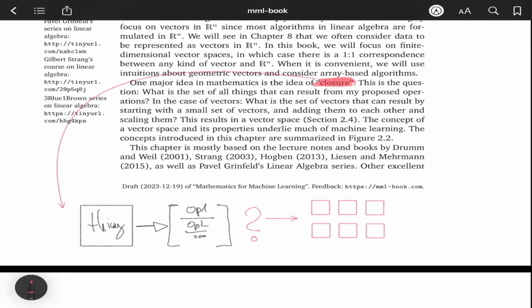The concept of a vector space and its properties underlie much of machine learning. The concepts introduced in this chapter are summarized in figure 2.2. This chapter is mostly based on the lecture notes and books by Drumm and Weil. Strange. Okay.